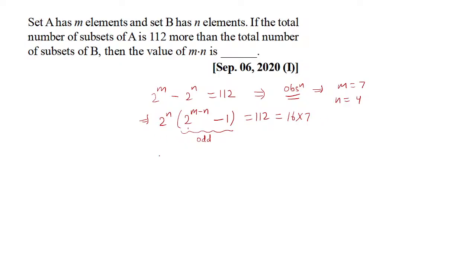So you can say 2 to the power n is 16, and 2 to the power m minus n minus 1 is 7. So that means n is 4, and 2 to the power m minus n is 8. So that means you may say m minus n is 3. So n is 4, so m will be what? 7. So here m multiplied by n turns out to be what? 28. Make sense? Let me know in case there is any doubt. So yes, Sanjeev, you're right. 28 is the answer. I hope everyone is able to understand.